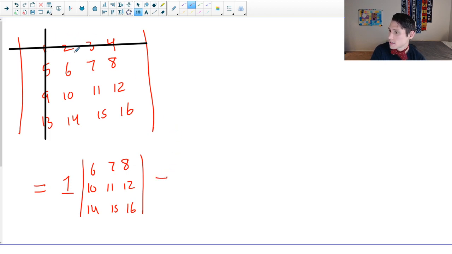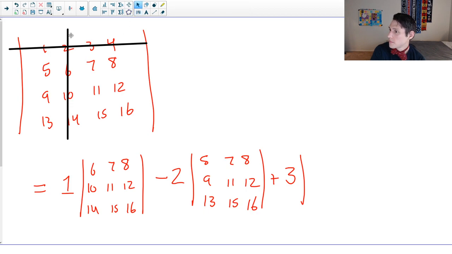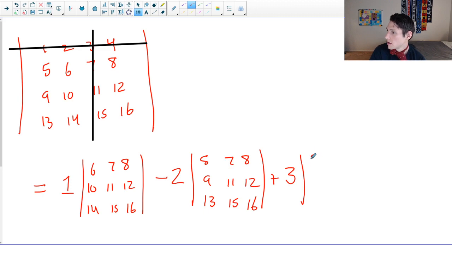And then minus 2. Get rid of that row and column. So 5, 7, 8, 9, 11, 12, 13, 15, 16, plus 3. I'm not going to go through and do this whole thing. Don't worry. This won't be that painful. 5, 6, 8, 9, 10, 12, 13, 14, 16, minus 4.